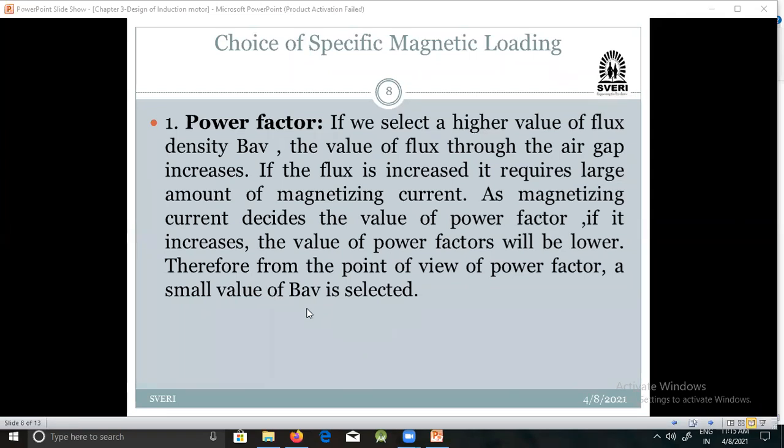Okay, very simple. See here, we have to choose the value of flux density, but by considering the power factor, by keeping the power factor in mind. So how are we going to do it? First of all, if I choose a high value of flux density, obviously the value of flux is going to increase. And if flux increases, the value of magnetizing current also increases, which leads to a low value of power factor.